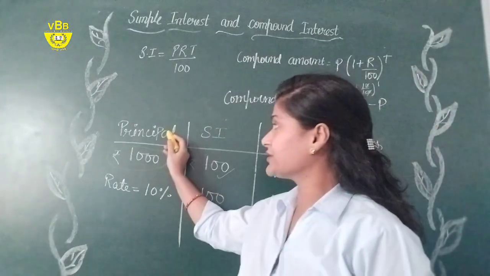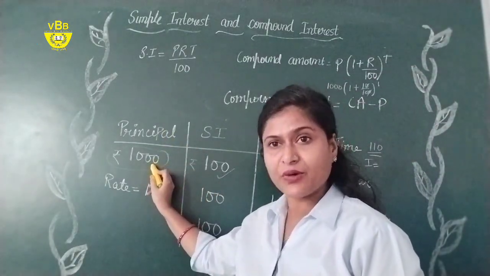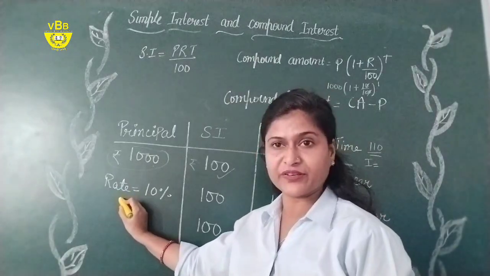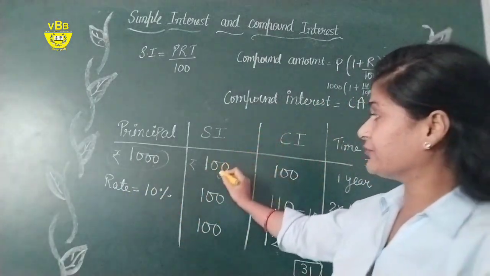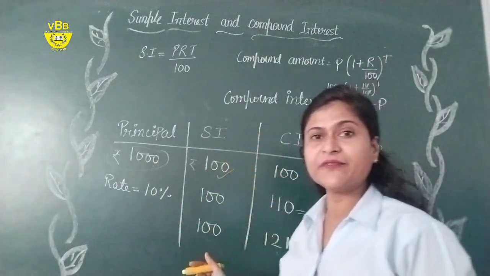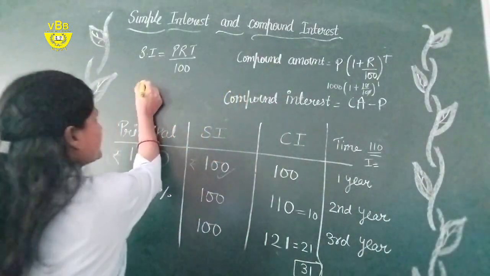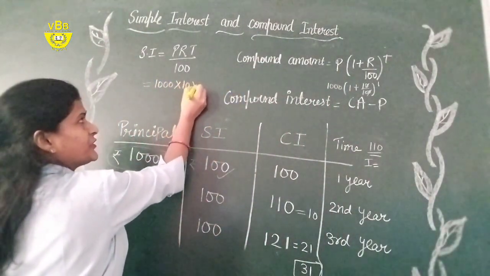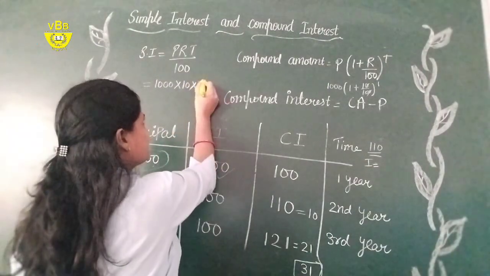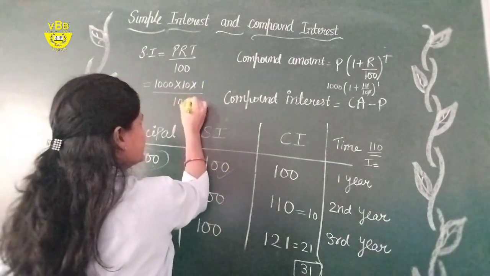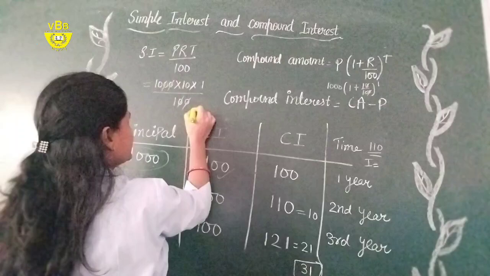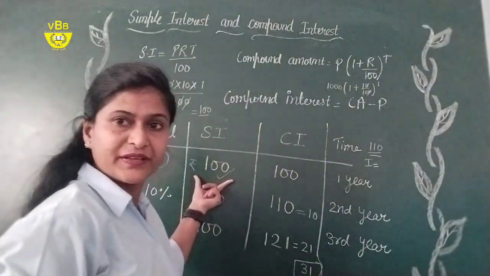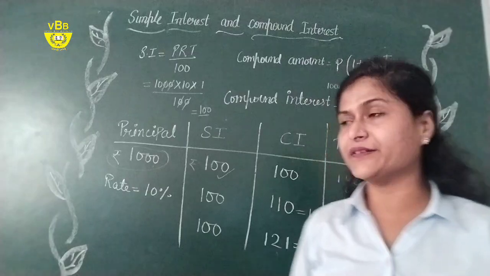Now take one example. We are taking the principal value of 1000 rupees at 10% rate of interest. For 1 year the value will be 100. How can we find this value of 100? If I put the value 1000 as principal, the rate of interest is 10 and the time is 1 year, the interest will be 100 rupees. I have written here that for 1 year the interest will be 100 rupees.